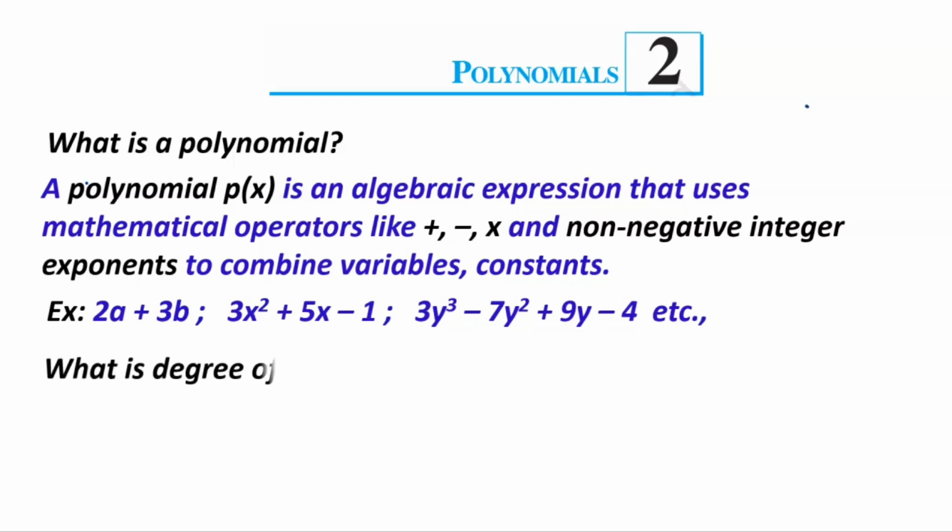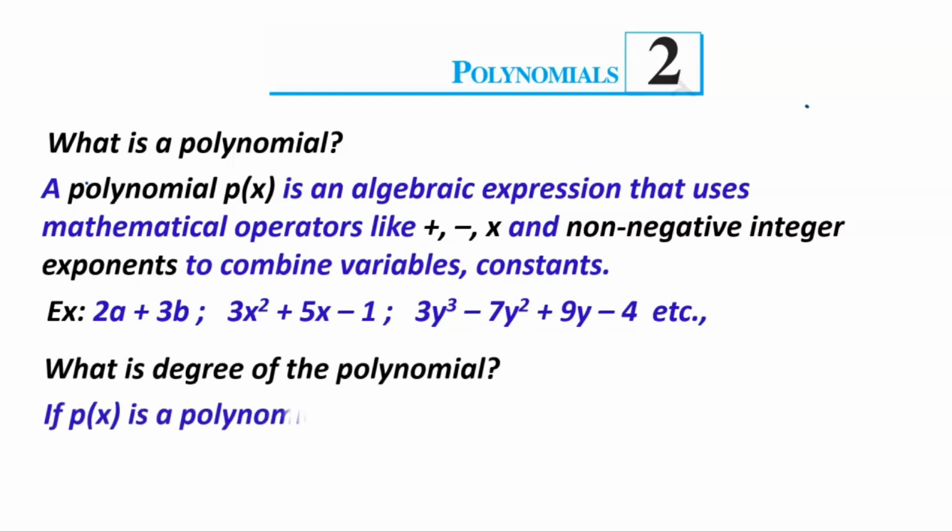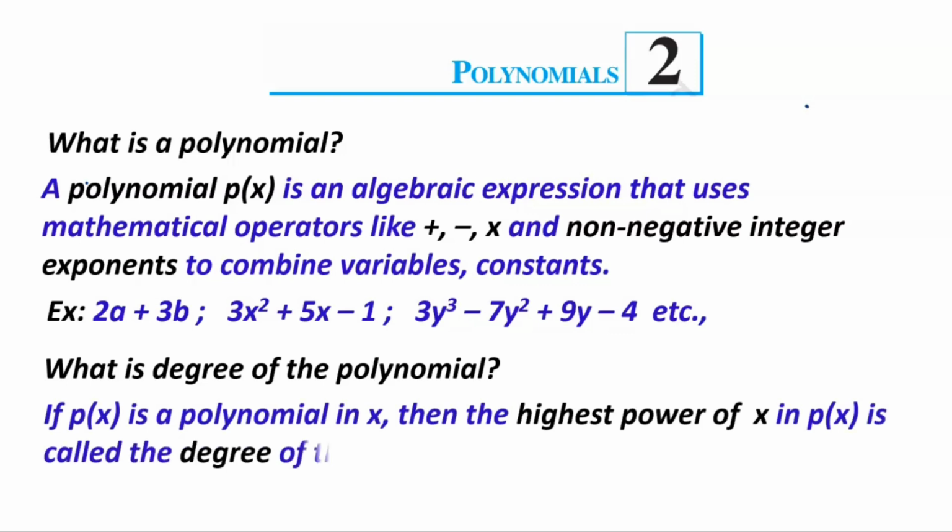Now let us see what the degree of a polynomial is. If p(x) is a polynomial in x, then the highest power of x in the polynomial p(x) is called the degree of that polynomial p(x). So in every polynomial, observe every term's degree and check in which term you have the highest power. We call that the degree of that particular polynomial.